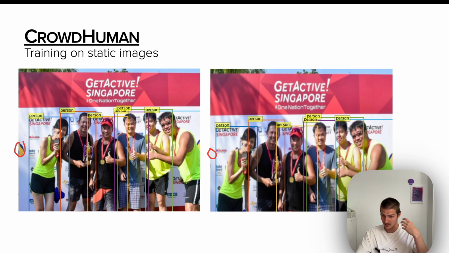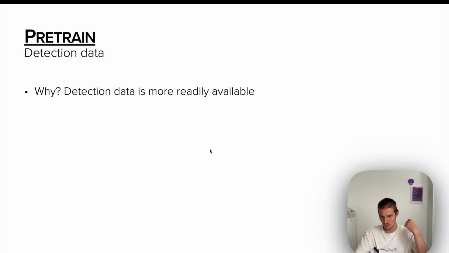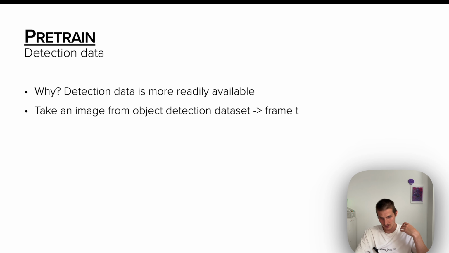So the quality of this one is not as good as the actual video clips, but as usual, object detection data, just static images, are more readily available. So we have a lot of these datasets, and it's much easier to collect your own object detection dataset than an object tracking dataset, because annotating a single image is much easier than annotating every frame in the video. And so we do that because the data is easier to get.